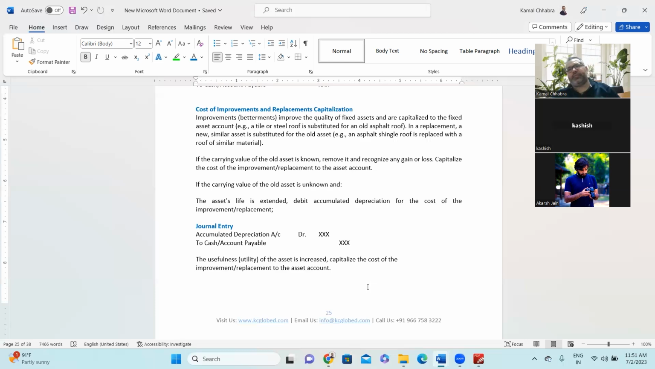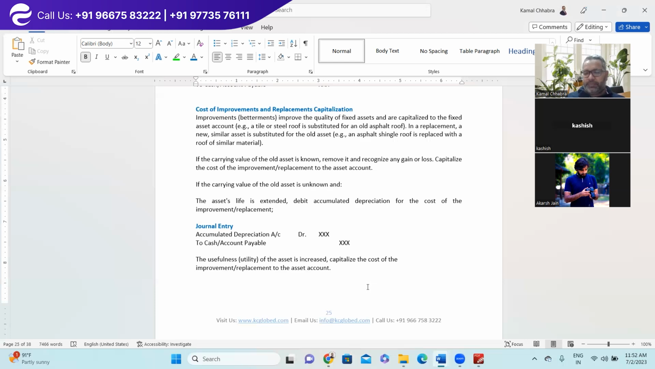But on the other hand, let's say you have furniture in the office. Let's say you have 10 tables and 10 chairs, and for any reason there is a fire and 4 tables and 4 chairs get destroyed, and now you are replacing them. In that scenario, you know the cost of those earlier 4 assets which you are replacing, so on those you can calculate the capital gain or loss, right? So if the carrying value of the old asset is known, remove it from the fixed asset register, calculate the gain or loss then and there, and capitalize the cost of improvement or replacement of the assets.